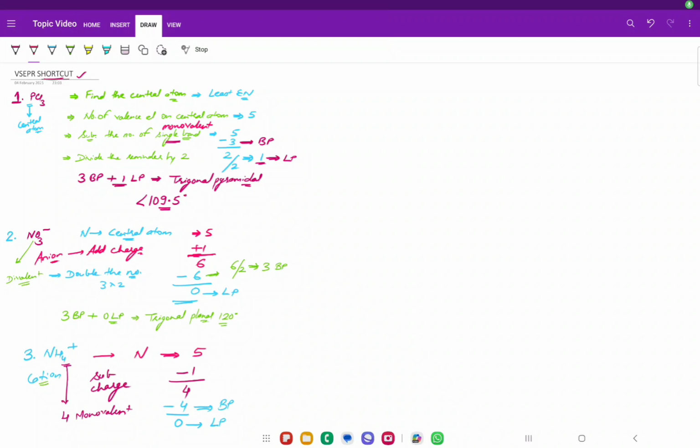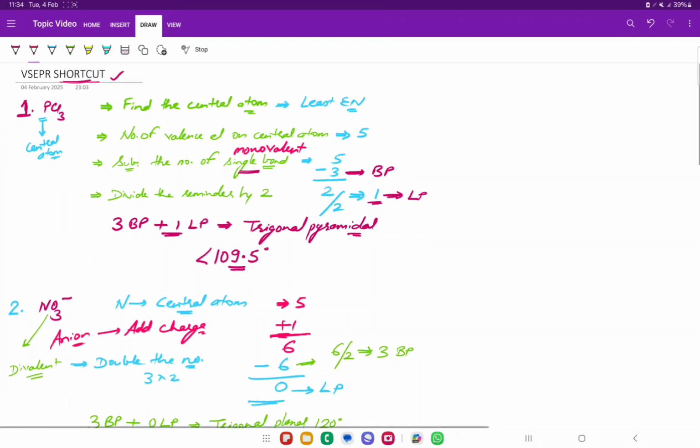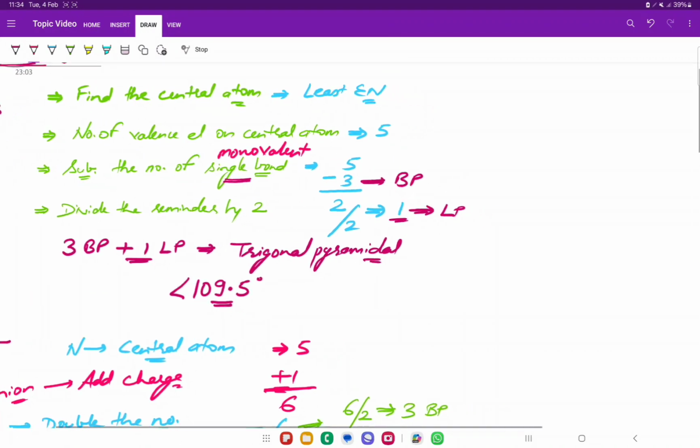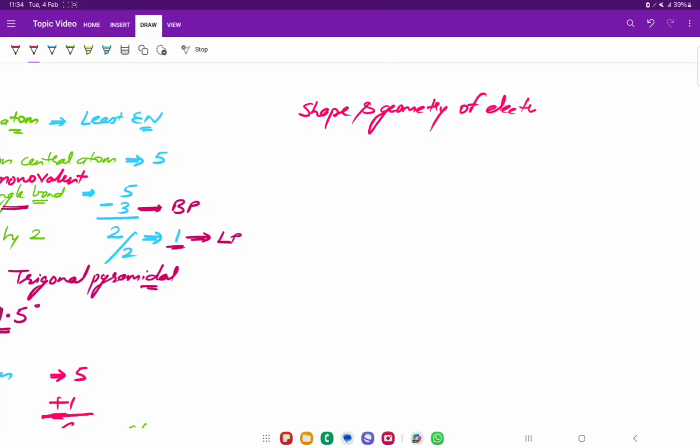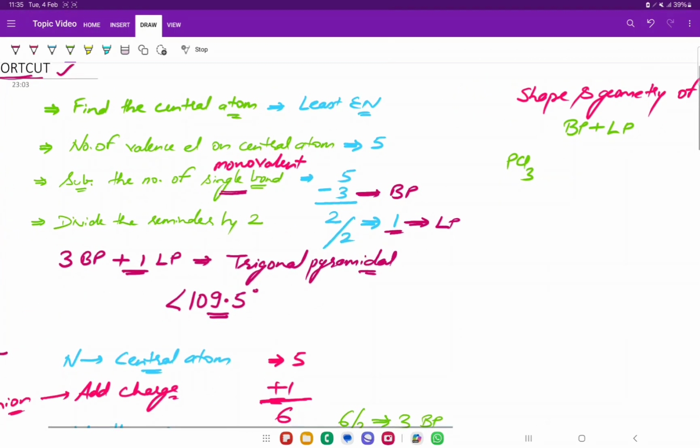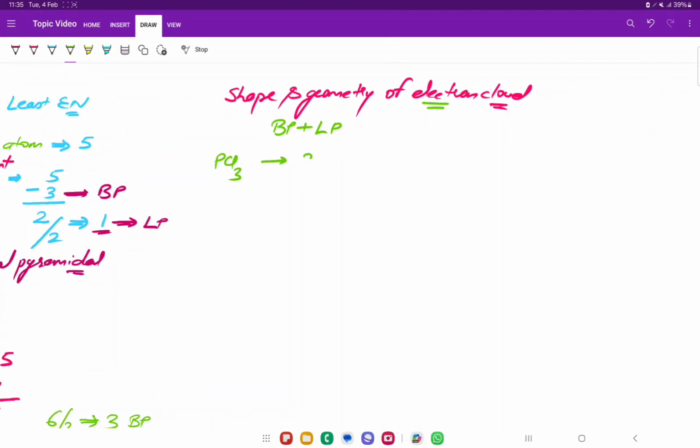Okay. Now, one more type of question which they ask you along with the shape and geometry of the molecules. They ask you what is the shape and geometry of the electron cloud. When they ask you the shape and geometry of electron cloud, what you have to do is find out the total number of electron clouds, that is the sum total of bond pairs plus lone pairs. Suppose I talk about PCl3, how many bond pairs does this PCl3 molecule have? 3 bond pairs. It has 3 plus 1, total 4 electron clouds.